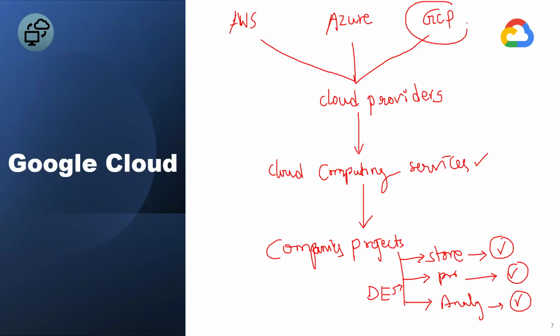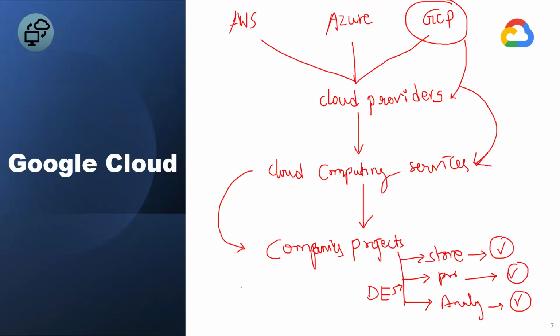Tell me, guys, what is this GCP now? It is one of the leading cloud providers which provides you the cloud computing services. Those services are very useful for organizations to build their applications, store their data, process their data, analyze the data, or scale the applications and services in the cloud platform. So that is what Google Cloud Platform is.